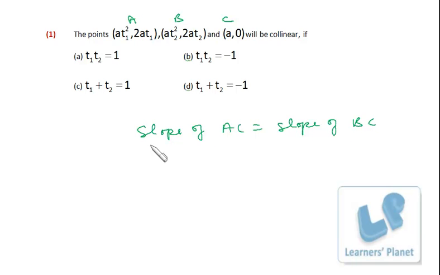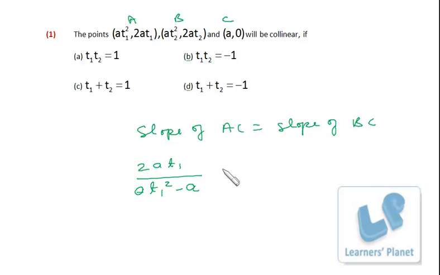Now how do we find out the slope? Difference between ordinates by difference between abscissa. So 281 minus 0 upon 81 square minus A.